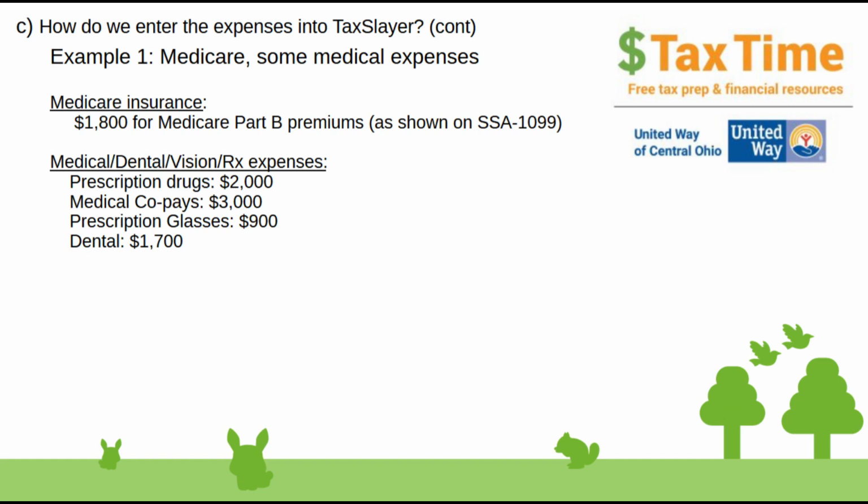Let's start with a simple example, one that is very likely that you will see. This client has Medicare insurance and has some medical expenses. The Medicare insurance premiums are as shown on the SSA 1099, $1,800 for Medicare Part B. And they come in and they've got records that show some medical expenses: prescription drugs, $2,000, medical copays, $3,000, prescription glasses, $900, and dental work of $1,700. So let's go ahead and see how that would actually get entered into Schedule A.